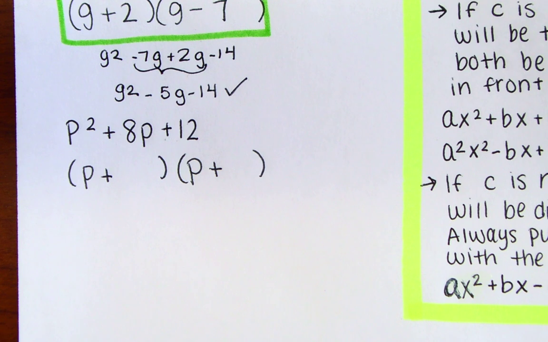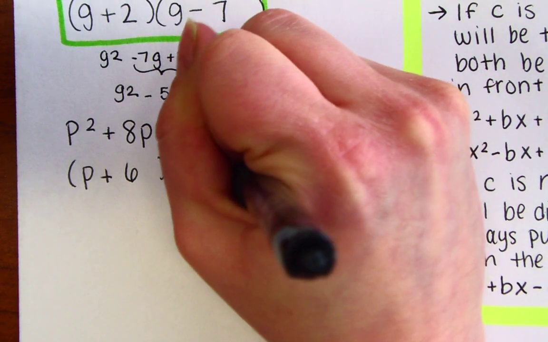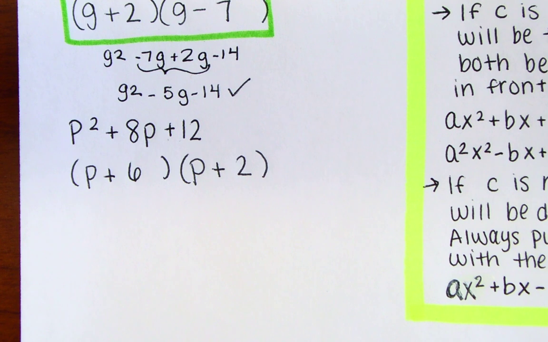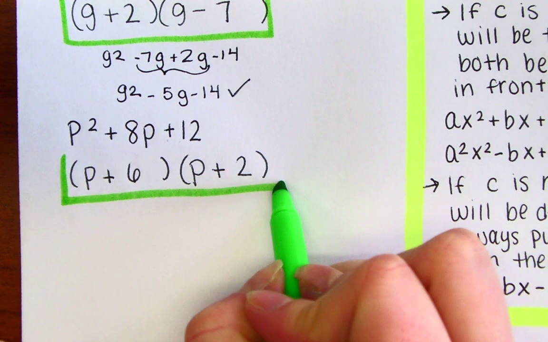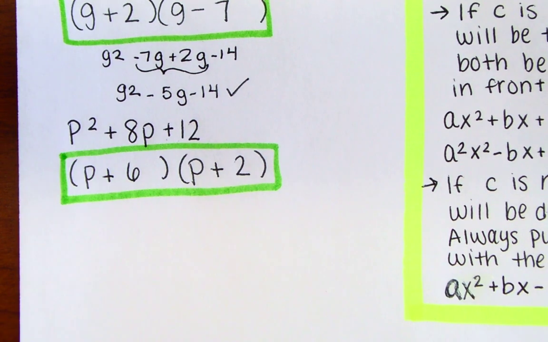So once you think through your different factors, I know that 3 and 4 are factors of 12, but when I add them, I get 7, so that doesn't work. But I do know that 6 times 2 multiplies to 12, and when I add those together, 6 plus 2 gives me 8. So it doesn't matter where I put which numbers. Once I have those, I could always go back and double check, but these are going to work. So I would factor this as p plus 6 in parentheses times p plus 2 in parentheses.